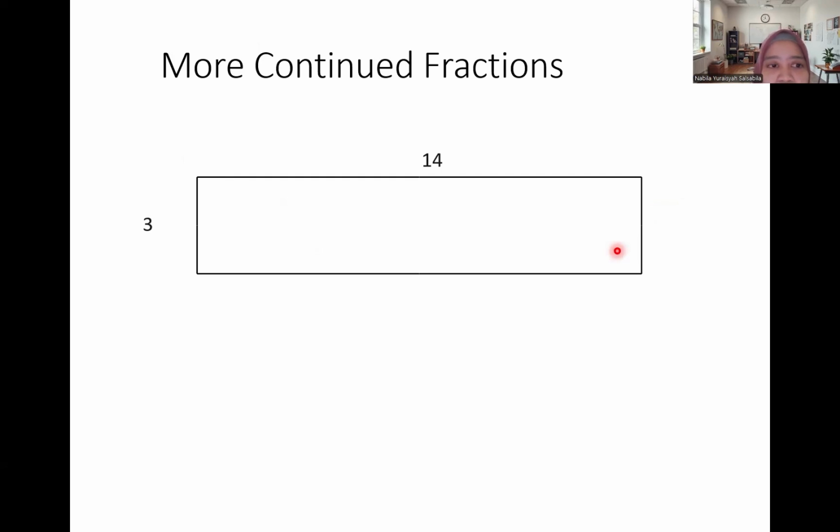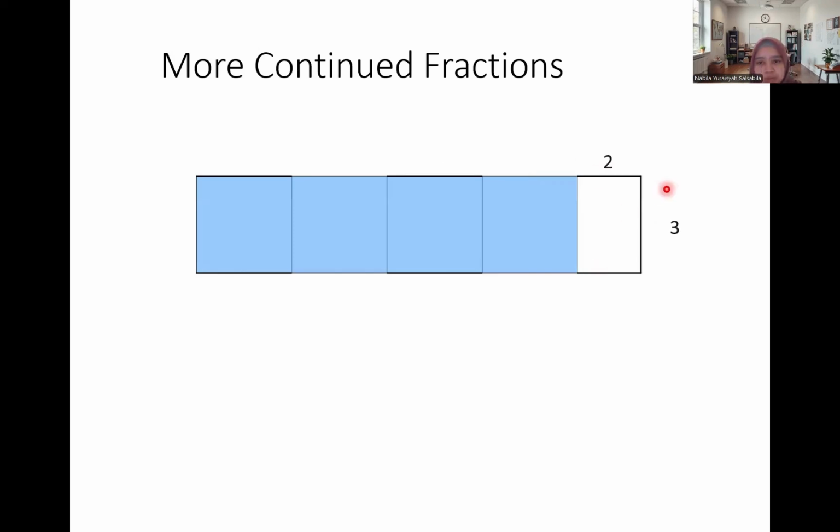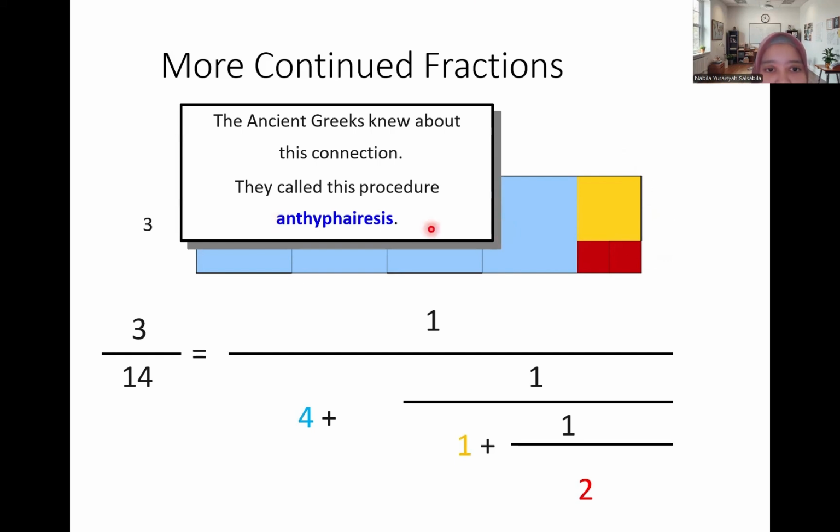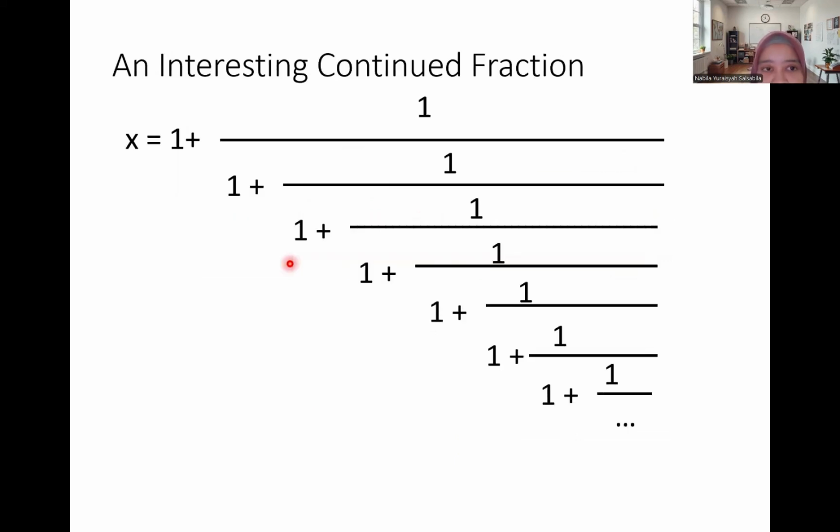Okay, so more continued fractions. Here we have 3 and 14, and we divide it by the ratio of 2 by 3 and then 1 by 2. Now we get these fractions. They call this procedure anthyphairesis.